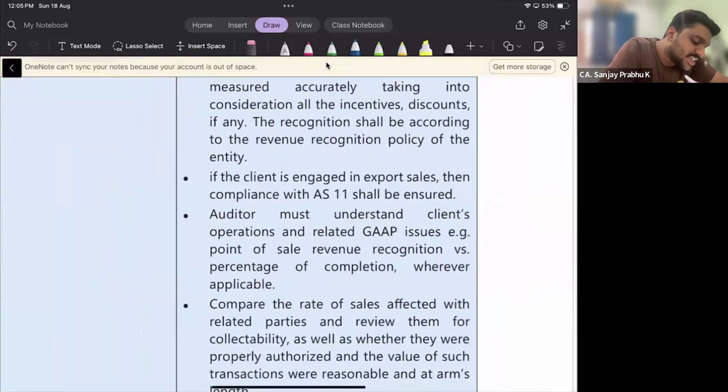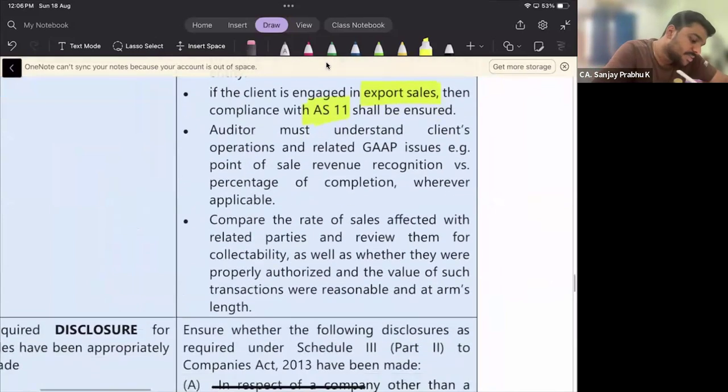If the client is engaged in exports, there will be some exchange differences. So we have to ensure AS 11 has been complied or not. We know what is AS 11, the foreign exchange difference. Auditor must understand the client's operation and related GAAP issues.